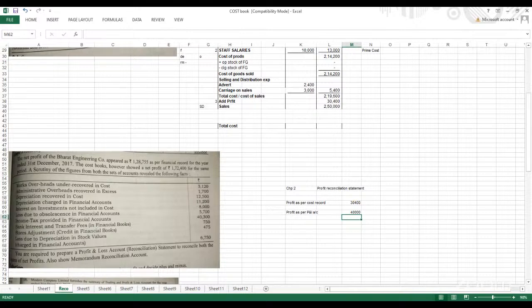Now you can see on your screen, one question is given. I'll read that question. The net profit of Bharat Engineering Company appeared as 1,28,755 as per financial records. This P&L is also known as financial records.